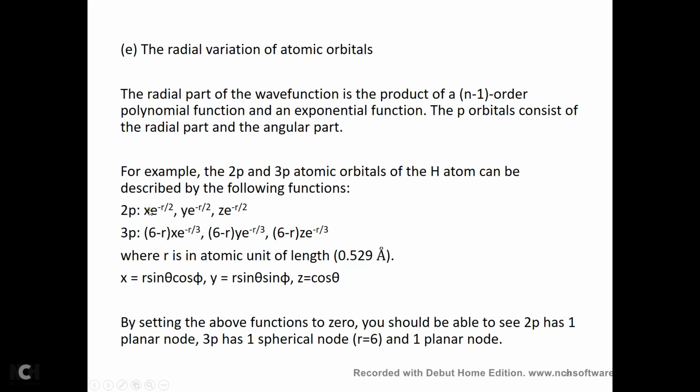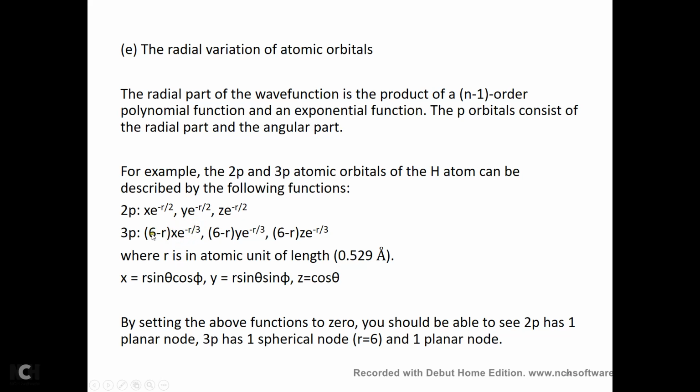In this case, x is simply r times sine theta times cosine phi. Therefore, the radial part is r times e to the power of negative r over 2. Same here, and same here. So you have the radial part. If you look at 3p, again you have a polynomial function of r, in this case second order: 6 minus r times x, where x is r times sine theta times cosine phi. So you can view this as a product of the radial part and the angular part.